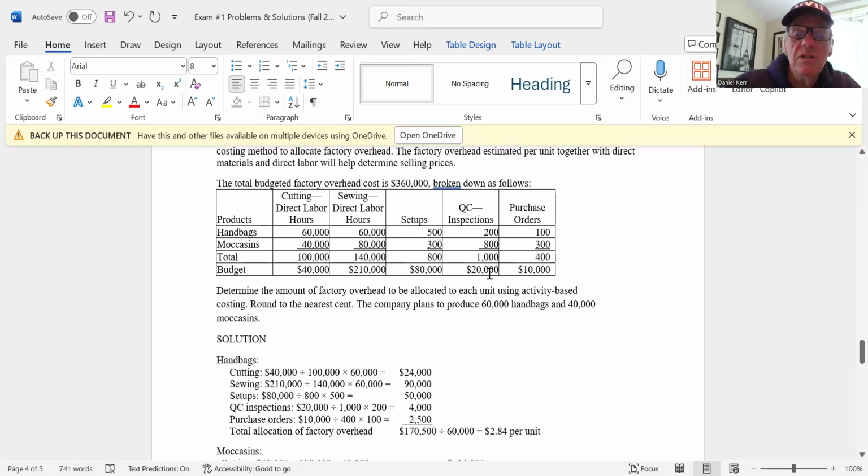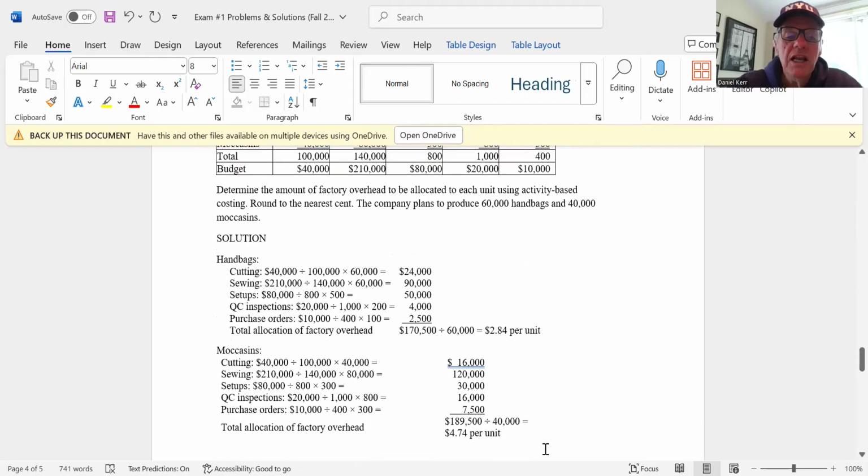Inspections, you had 20,000 worth of inspections, and you had 1,000 inspections, and 200 were allocable to the handbags, so that gives you 4,000. And purchase orders, you had 100,000 divided by 400, multiplied by 100, gives you 2,500. So your total allocation of factory overhead to handbags is 170,500 divided by 60,000, so you get 284 a unit.